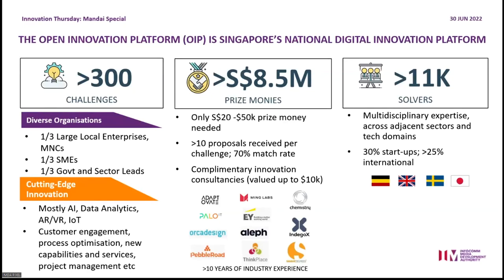In terms of challenges itself, pretty diverse. We like to cut it one third. So you have your large local enterprises, your MNCs, your SMEs, as well as your government and sector leads, all having equal weightage in terms of coming out with the challenges here. The innovation that we are dealing mostly with, that we've seen a lot of, is AI, data analytics, and increasingly more AR, VR, as well as IoT. And a lot of them are asking about customer engagement. I think that's one of the problem statements that's coming up. Process optimization, new capabilities and services.